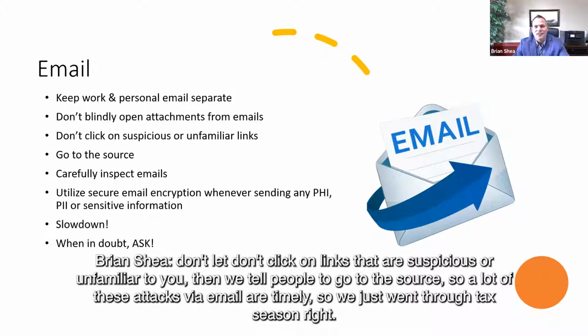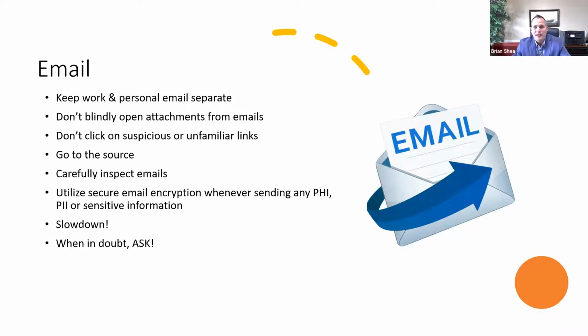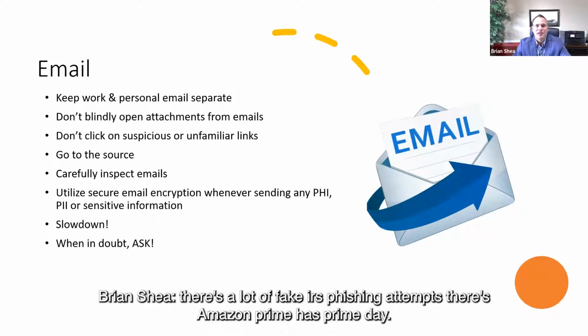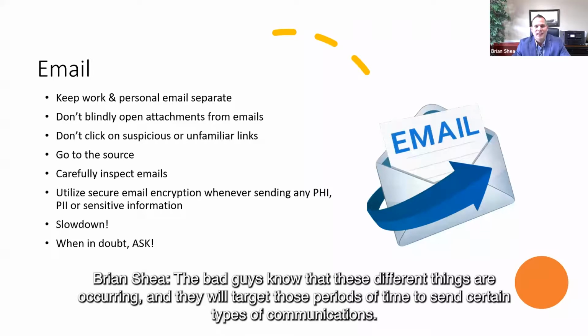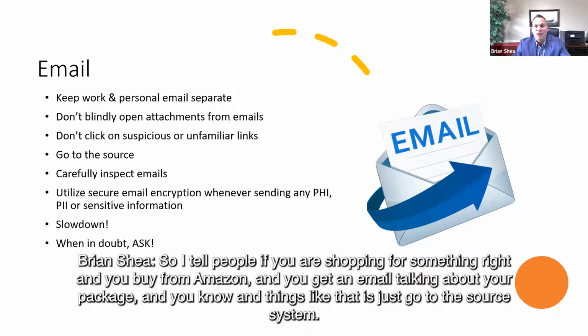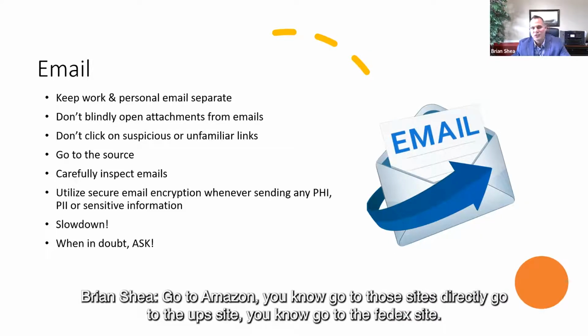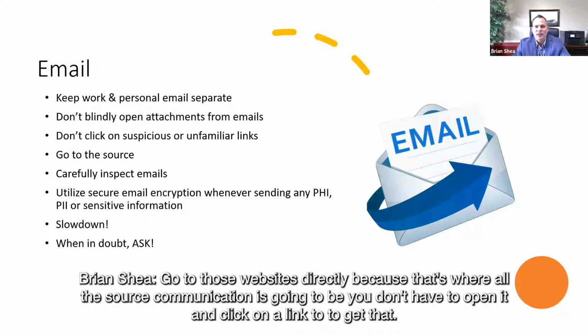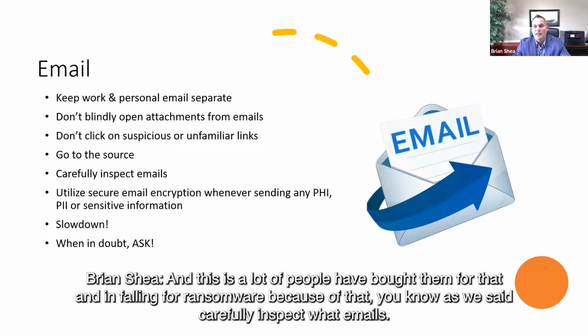And then we tell people to go to the source. A lot of these attacks via email are timely. We just went through tax season, right? There are a lot of fake IRS phishing attempts. Amazon Prime has Prime Day. The bad guys know that these different things are occurring and they will target those periods of time to send certain types of communications. So I tell people, if you're shopping for something and you buy from Amazon and you get an email talking about your package, just go to the source. Go to Amazon, go to the UPS site, go to the FedEx site directly, because that's where all the source communication is going to be. You don't have to open it and click on a link to get that. A lot of people have fallen for that and fallen for ransomware because of it.